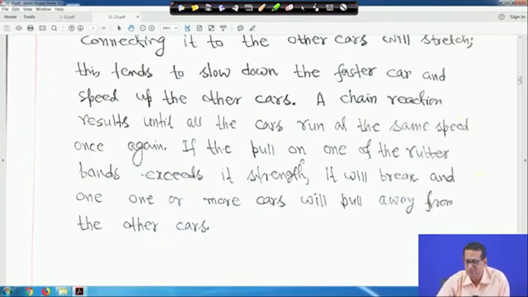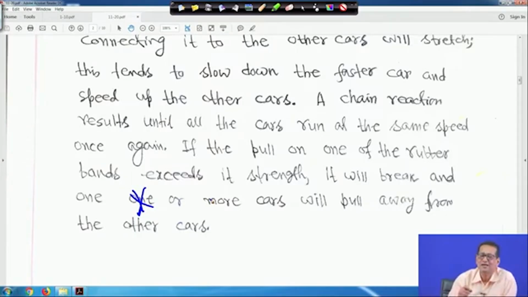Once again, if the pull on one of the rubber bands exceeds its strength, it will break, because a rubber band has some maximum strength, and if the pull is more than that, it will break. So, one or more cars will pull away from the other cars. This is analogous to a synchronous machine falling out of step.